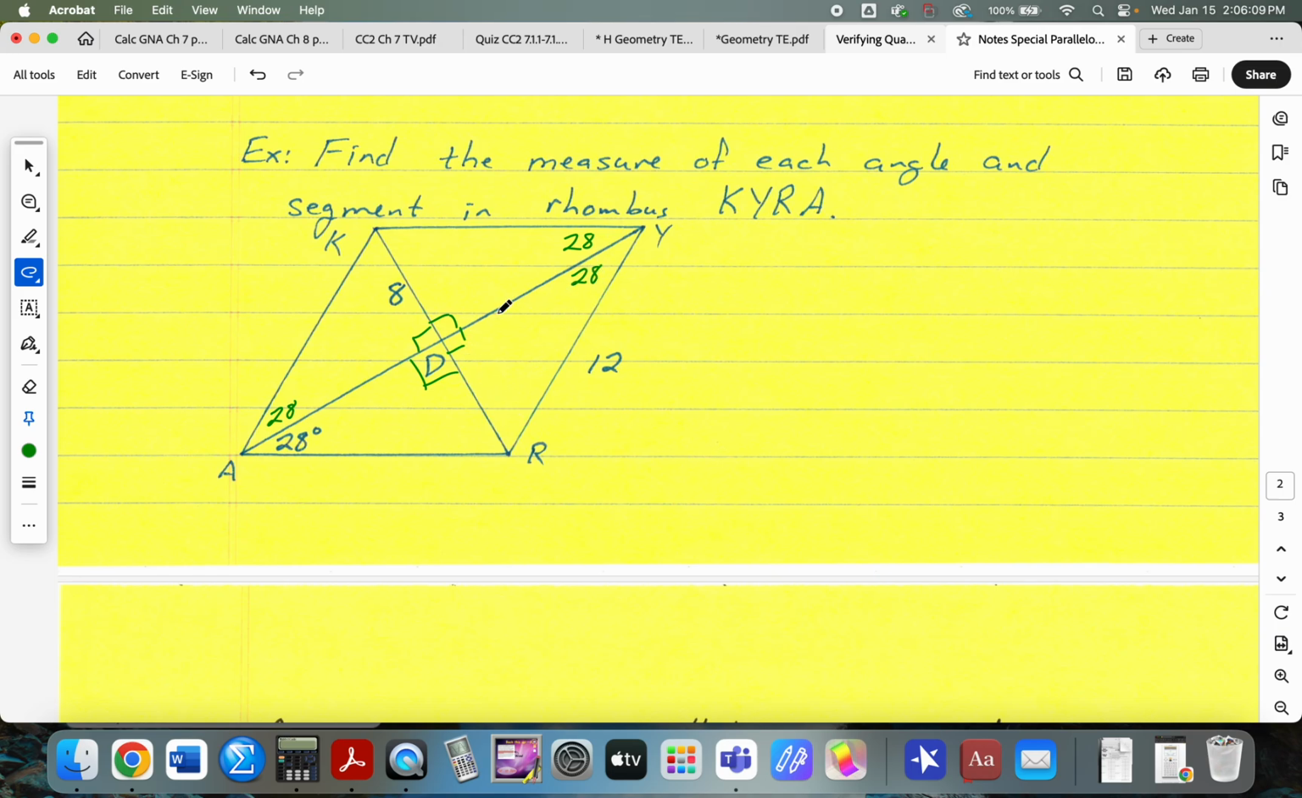Now we've got 2 out of the 3 angles in the right triangle. Since it's a right triangle, all we have to do to find the other angle is take 28 from 90, because the 2 acute angles add up to 90 in a right triangle. These angles are both 62 degrees.